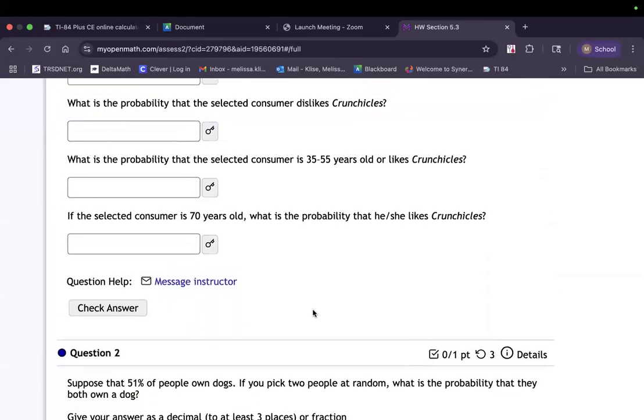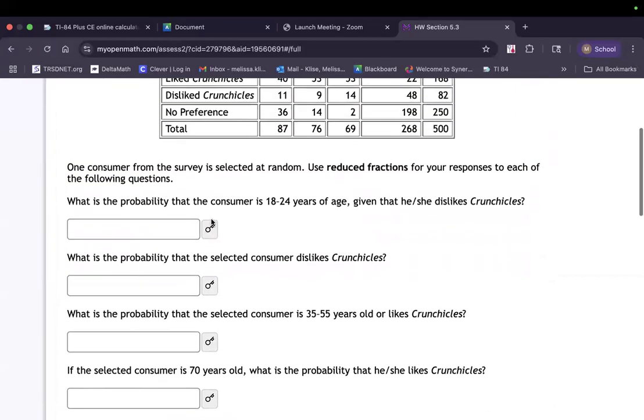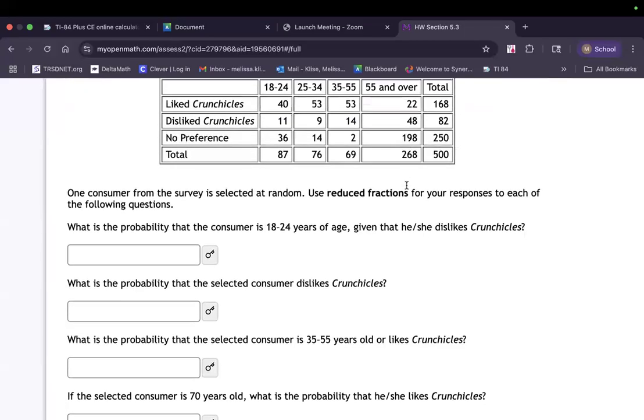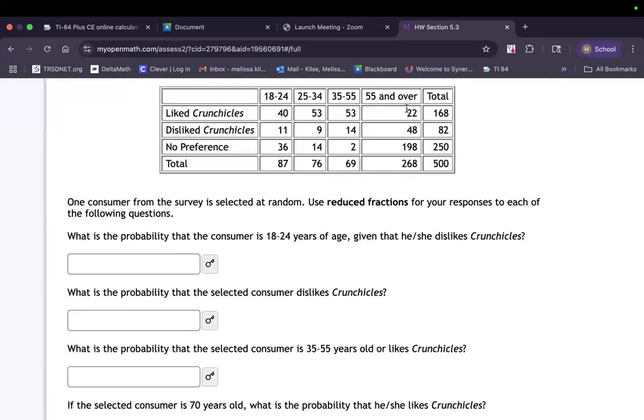If a selected consumer is 70 years old, what's the probability he or she likes Crunchicles? That one also changes your population to the 55 and over. So we have the 268, and you would take the likes Crunchicles and put it over the 268. So pay attention when it's looking at a specific population.